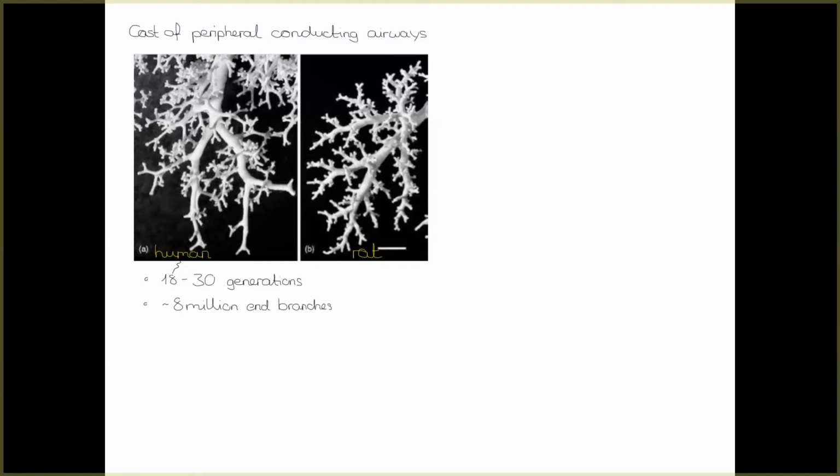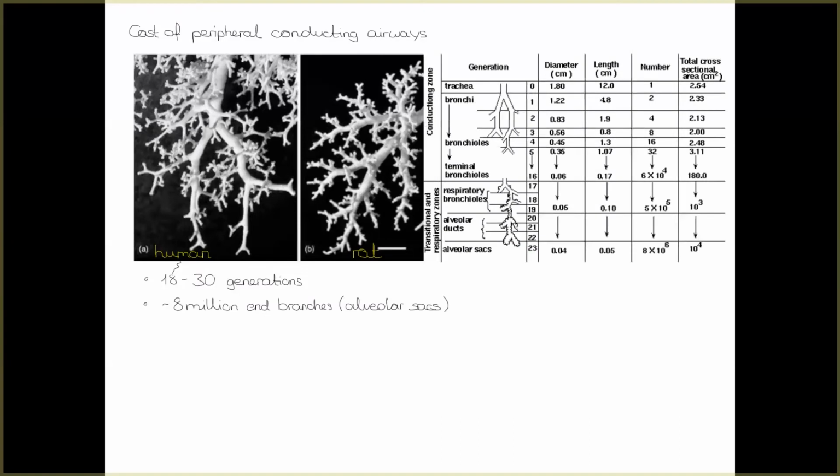We can do the math. When we take 2 to the power of 23, we get about 8 million end branches. That's the average. And that's basically called the alveolar sacs. So alveoli, we should remember that word, but then sac is just basically the end, because it's not the true flow. It's like a sac, which basically means that air cannot go further.